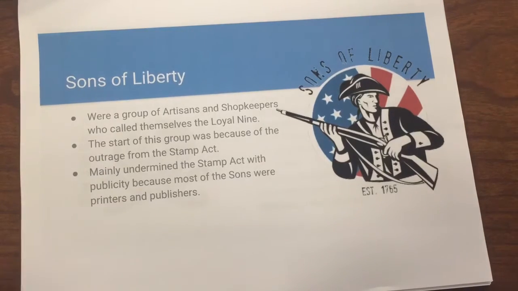The Sons of Liberty were a group of artisans and shopkeepers who started out as the Loyal Nine. Soon they were agitated and they became the Sons of Liberty. They were agitated by the Stamp Act, and the main way that they undermined it was with publicity, because most of the Sons were printers and publishers.